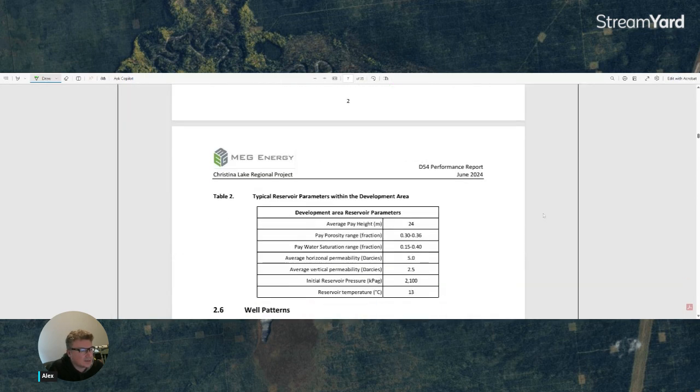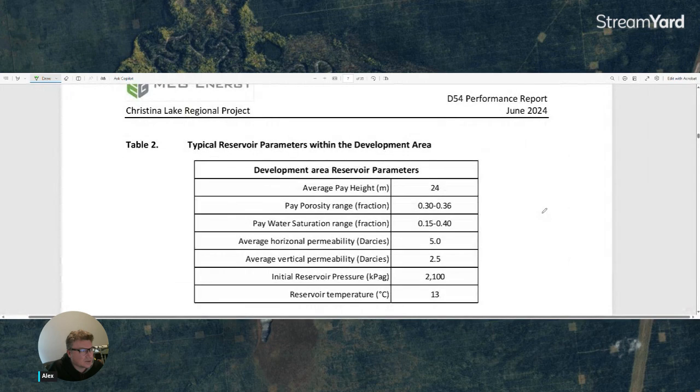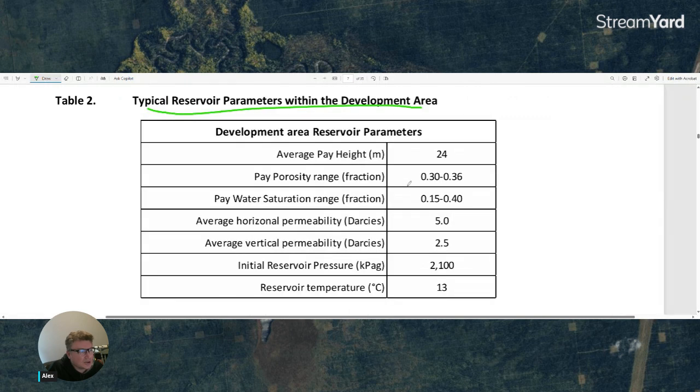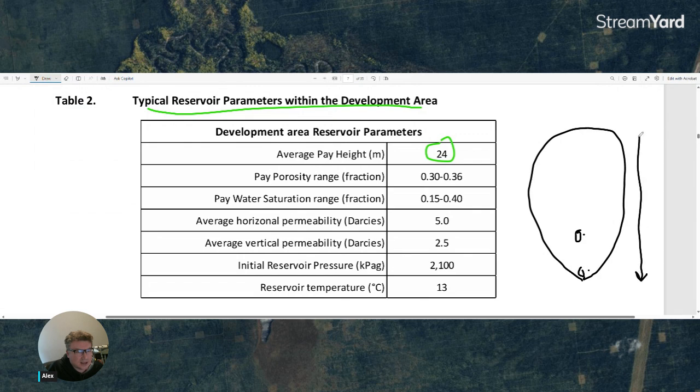Okay, so let's see what other things I want to talk about. The typical reservoir parameters within the development area. So we're looking at an average pay height of 24 meters. So what do I mean by that? When you have an injector and a producer, and they develop the steam chamber, so they inject here and produce here, that pay area is 24 meters. So this will be that.